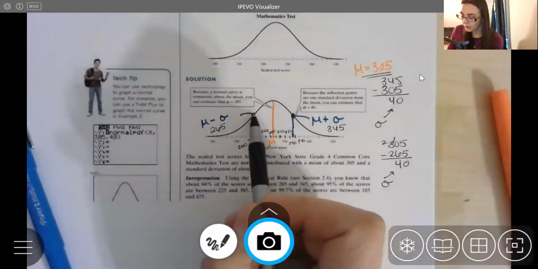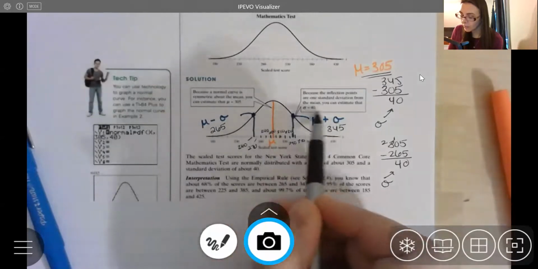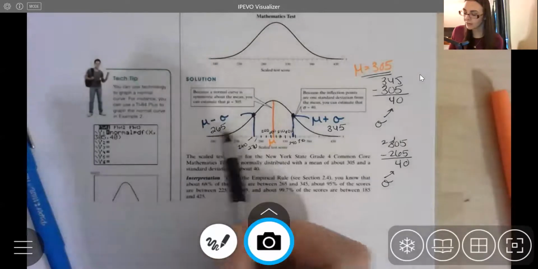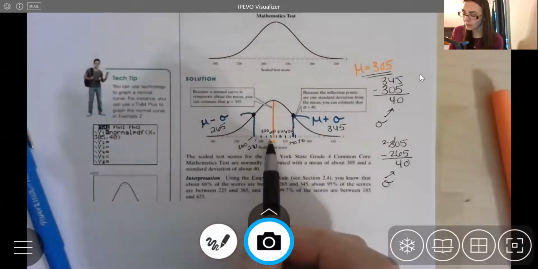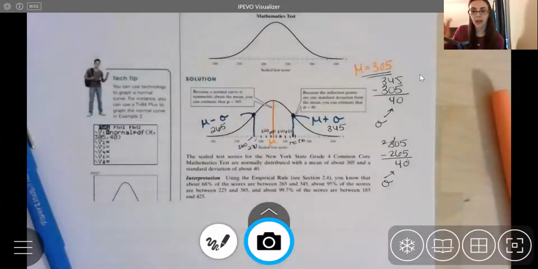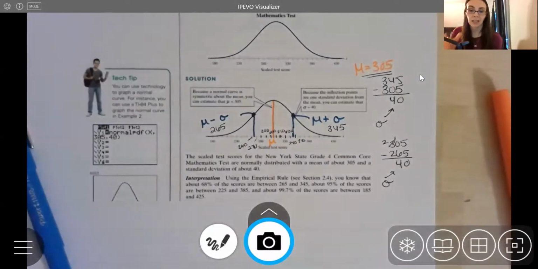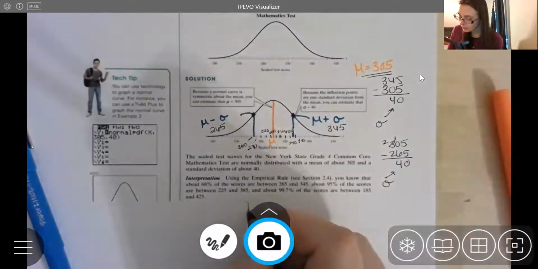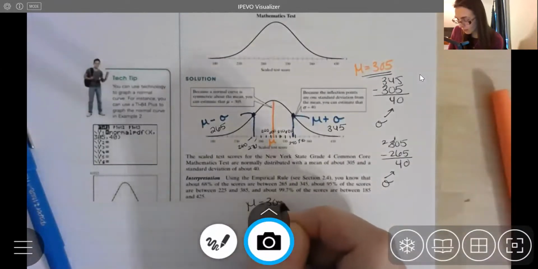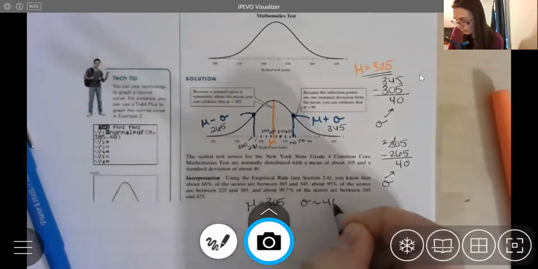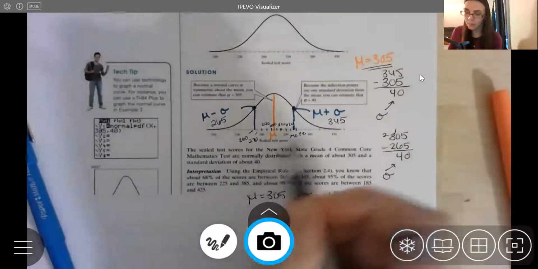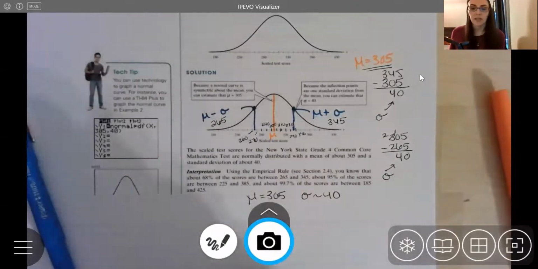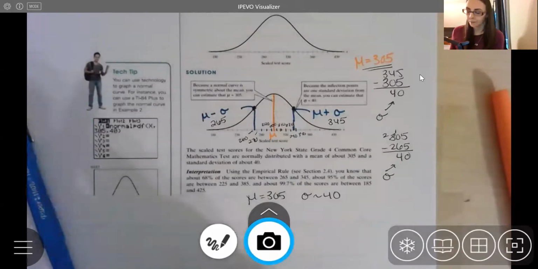So the inflection points represent the mean plus 1 standard deviation and the mean minus 1 standard deviation. So if I can find those values, and I know the value for the mean, then I can subtract to find the change, and that change is going to be our standard deviation here. So our standard deviation is about 40. And again, both of these are approximate because we're just using the graph to estimate, but that's how we could find our standard deviation from the graph.